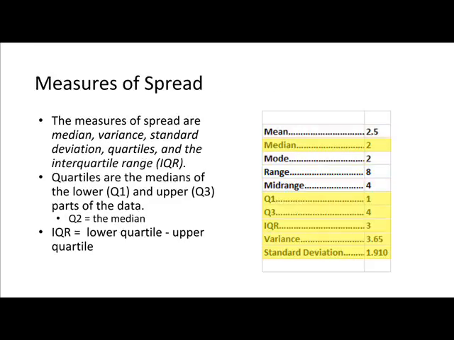Measures of spread. The measures of spread are median, variance, standard deviation, quartiles, and the interquartile range, also known as IQR. Quartiles are the medians of the lower and upper parts of the data. Q2 is the median, which is found directly in the center of all of the data values. IQR, short for interquartile range, is equal to the upper quartile minus the lower quartile values.